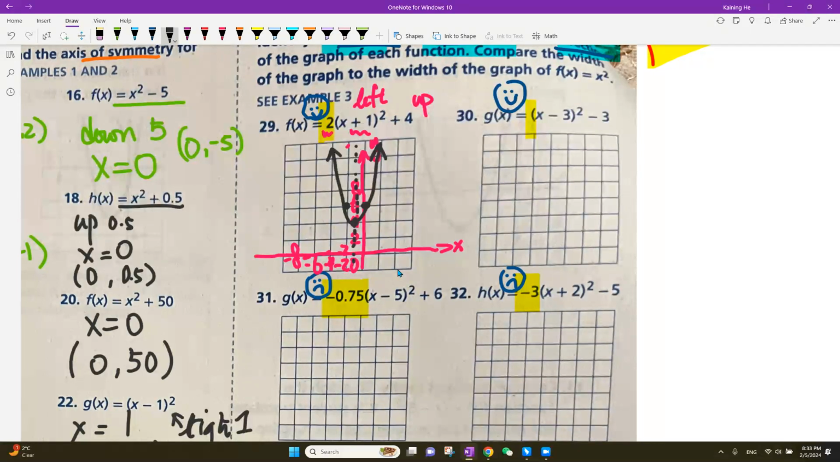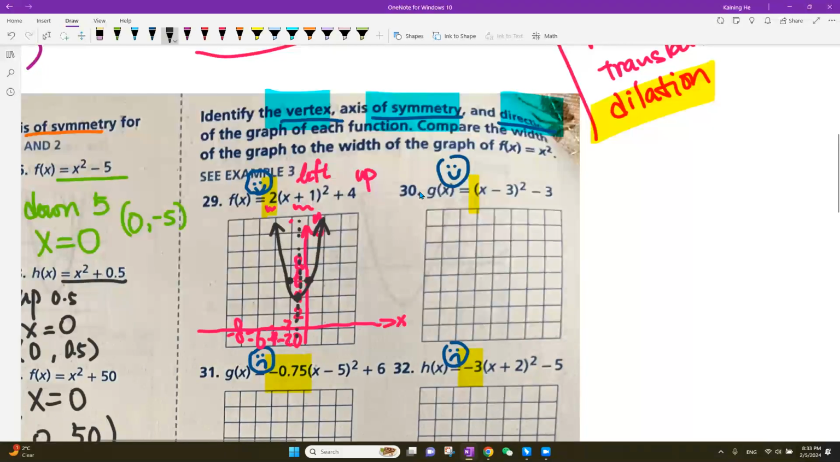Okay, so let's come back to the question again. I need to have a sketch, and then the vertex. Oh, I already know, because I'm having a left 1, up 4, so I'm going to have a -1, positive 4. That is going to be my vertex. And then the axis of symmetry, since that is already landed on -1, so I'm going to have x equals -1. And then the direction of the graph for each function. Well, I know my left end is going up, my right end is going up, so both ends are going to be positive infinity. Or you can say happy face.